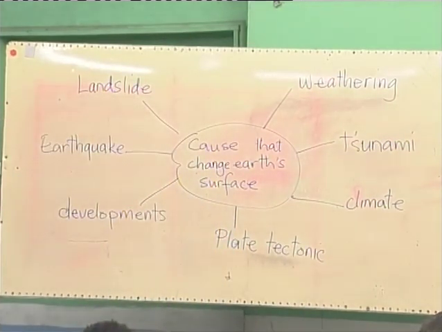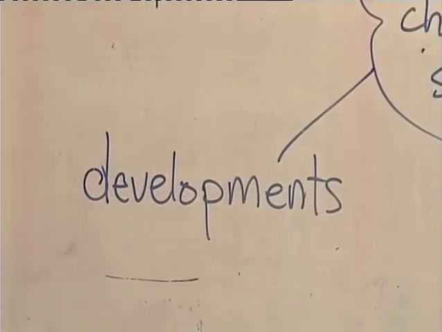All right, let's have a look at the few that we have listed down. Weathering covers a lot. We have landslide, earthquakes, tsunami. Climate also is a very big word. Weathering and developments. So let's have a look at that. Now let's have a look at developments. What do we mean, or what is included in developments when we say developments?